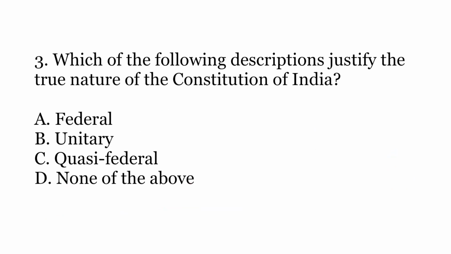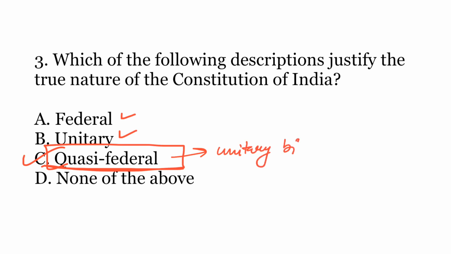Third question, which of the following descriptions justify the true nature of the Constitution of India? Options: A. Federal, B. Unitary, C. Quasi-federal, or D. None of the above. The correct option is C. Quasi-federal. The Indian Constitution has both federal as well as unitary features. That is why it is known as a quasi-federal constitution. But it is a bit tinged towards the union. So a quasi-federal constitution with a bit of unitary bias, we can say. It is a quasi-federal constitution and not a truly federal constitution.